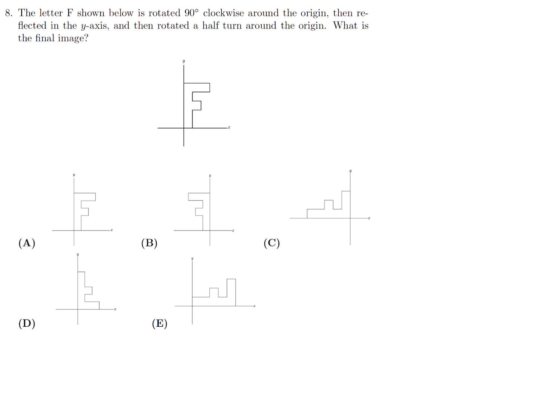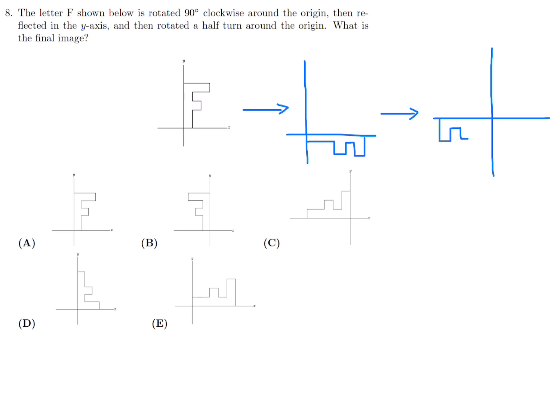The letter F shown below is rotated 90 degrees clockwise around the origin and reflected in the y-axis, and then rotated half a turn around the origin. What is the final image? All right, so the first thing that they do is they rotate it 90 degrees. So if these are the axes, the F will look something like that. And then they're going to reflect it in the y-axis. So when you reflect it in the y-axis, it's going to look like this, where this is the y-axis, obviously.